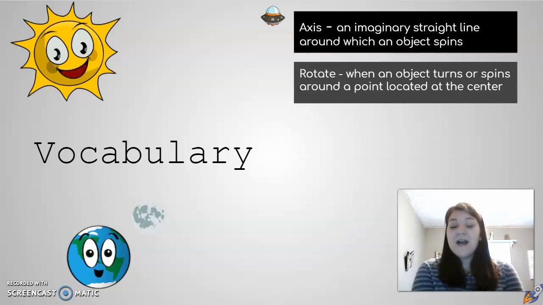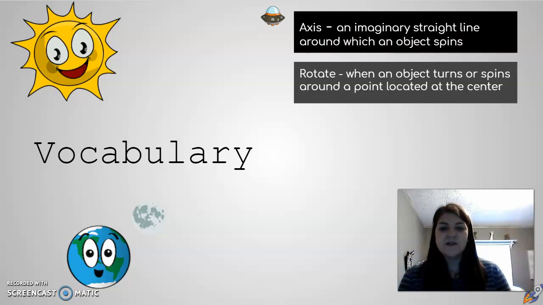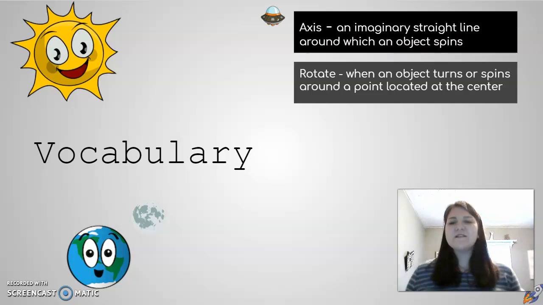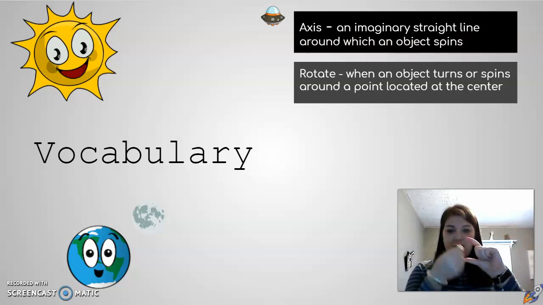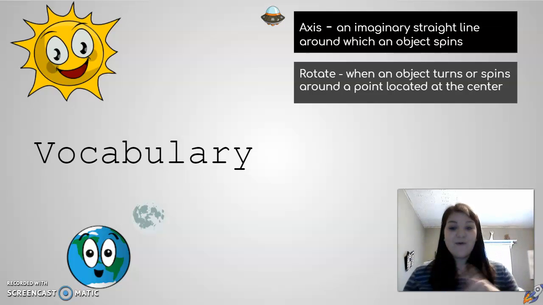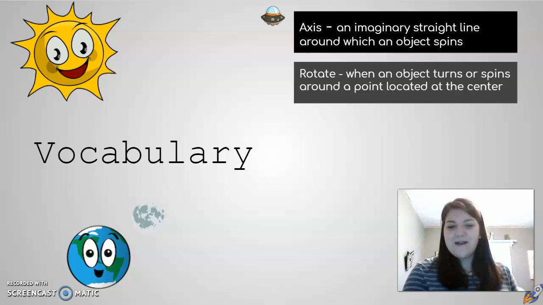All right, and the next word kind of goes along with axis as well. So it's going to be rotate is our next vocabulary word. It's an object that turns or spins around a point located at the center. So, like I said, the Earth will rotate on its axis. Just like if you took the grape and you turned the grape, then you would be rotating the grape on its axis. It's kind of a little cute way to think about that.